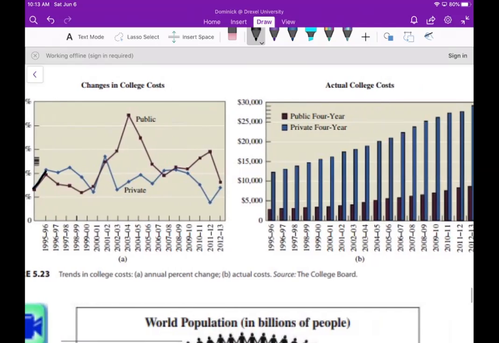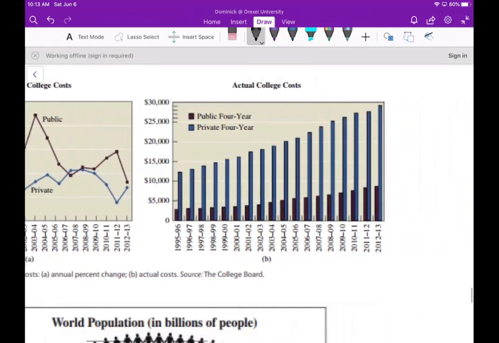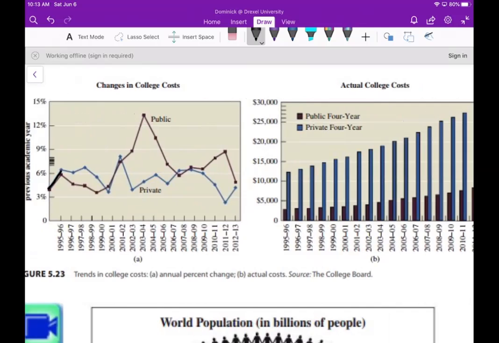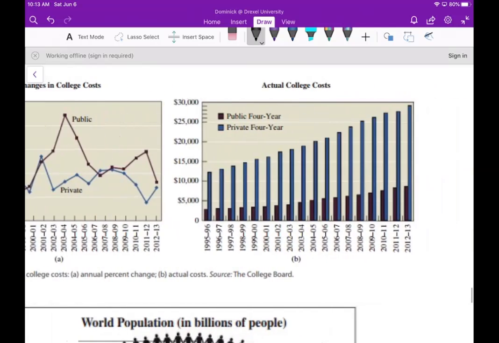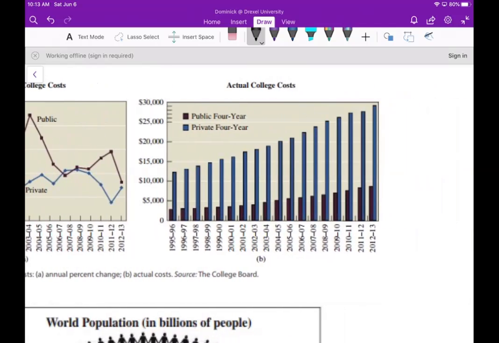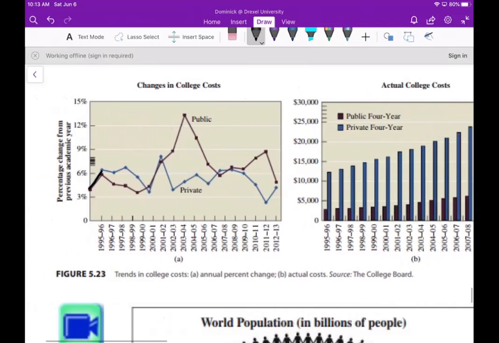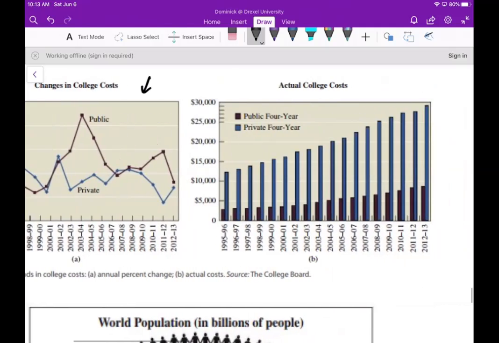Now, if you compare that to the actual data, even though you have increasing and decreasing percentage change in college costs here, the actual cost is going up every year. And that can be misleading, because if you see the changes in college costs based on this graph, you might say, oh, well, it's fluctuating. But here, you get the true story, and it's not fluctuating. It's consistently increasing. So that's something to keep in mind.